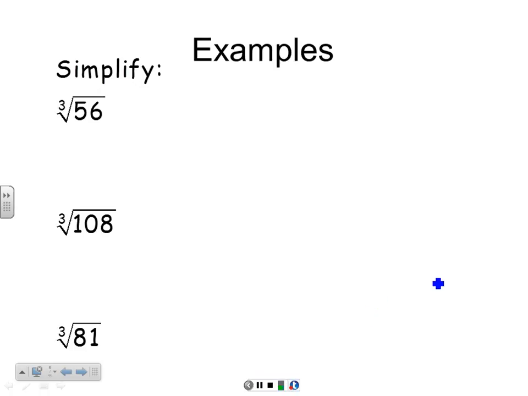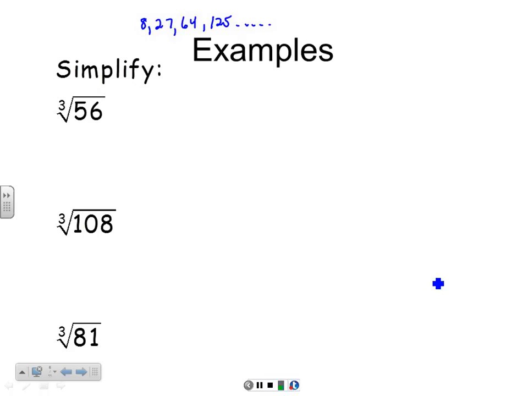Alright, cubes. So the cube list is going to be 2 times 2 times 2 is 8. 3 times 3 times 3 is 27. And the next one's going to be 64. And then the next one's going to be 125. And again, this list just keeps going. So you may want to make that list on your card.